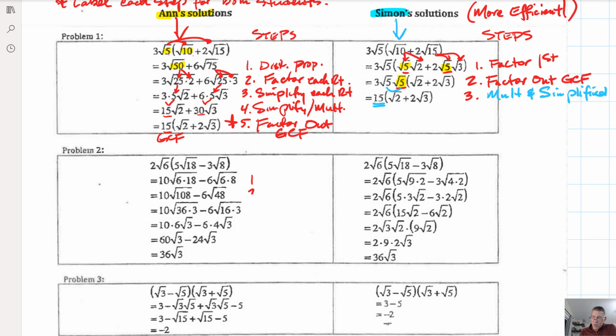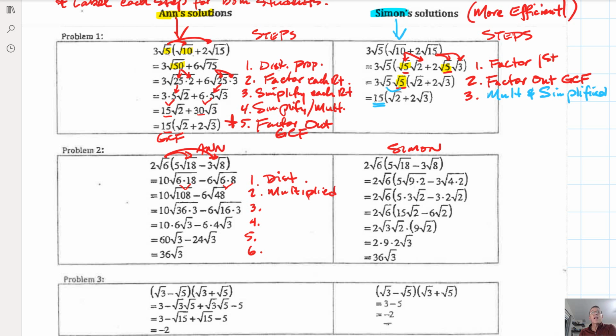So let's analyze the 6 steps, and this is Anne now. And this over here is Simon. Let's see here. So what did she do? Well, she distributed again. Okay, she's a distributive property person. So she just does that every single time, it looks like. So distribute first. And then, well, 6 times 18, that's 108. And then 6 times 8, that's 48. So she multiplied here and here.